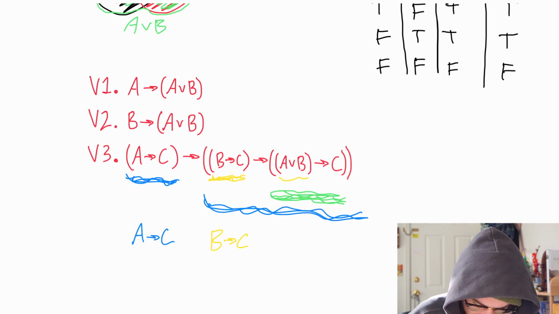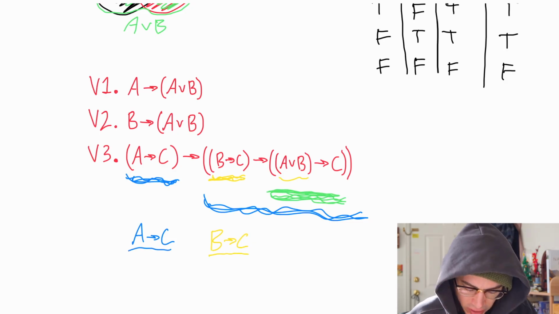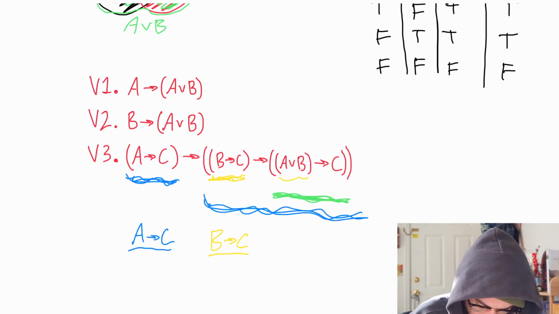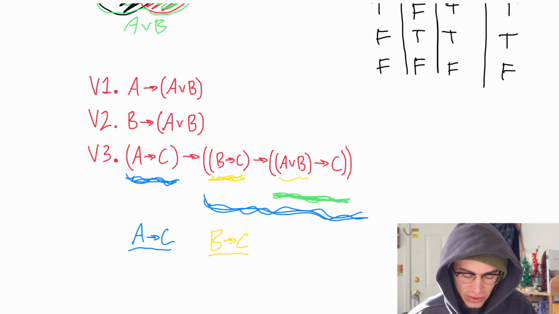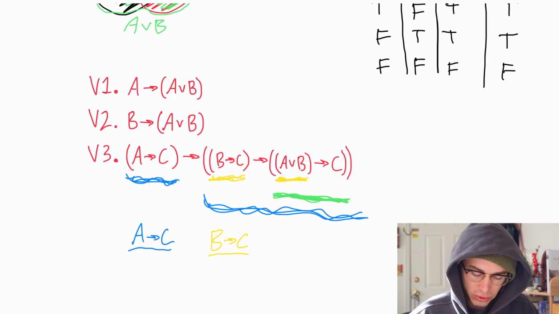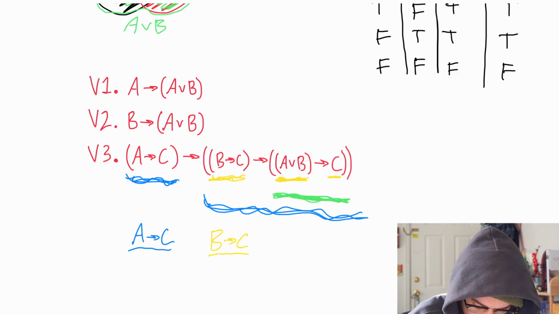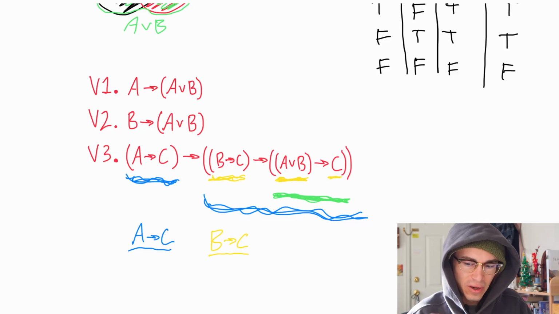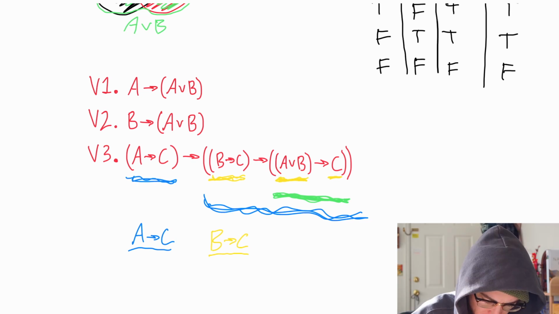So in order for this to be true, we must have that A implies C and that B implies C. Then this says if A implies C and B implies C, then if you know that either A or B independently is true, then you can conclude that C is true. And it's a very confusing way of saying something that is very obvious. So you can think about it like this.